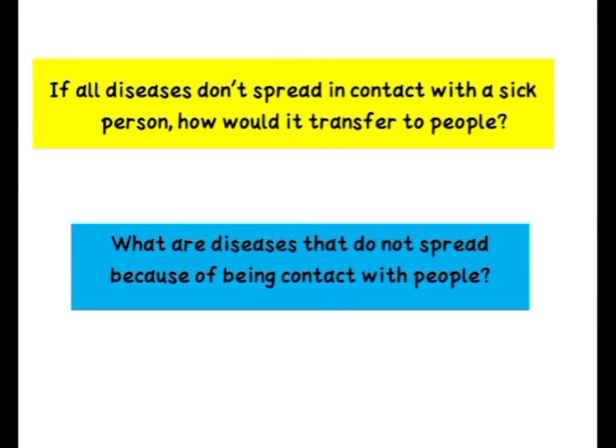And moreover, think of one more question. What are diseases that do not spread because of contact with people called? Now you have come to know that diabetes is a disease which will not transfer if you go to a sick diabetic person. Now what are these types of diseases called, which do not transfer when you go near a sick person? This we will know in the later part of our chapter, okay?